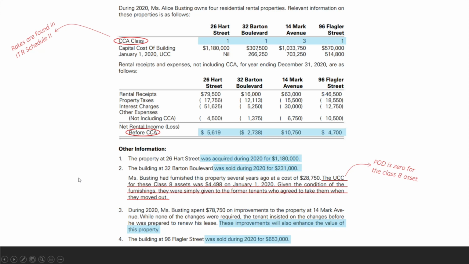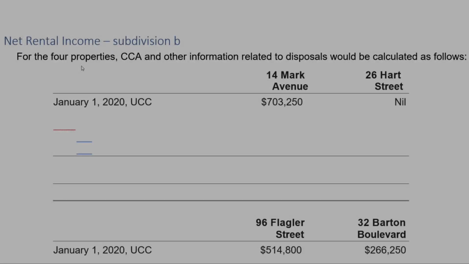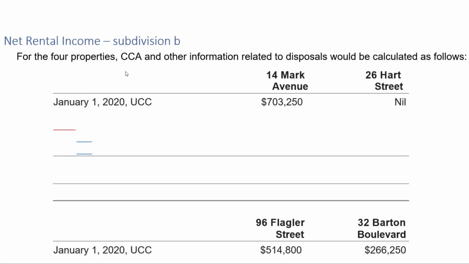Let's go ahead and try to answer this now. You can see that we've set up a bit of a template to help us answer the question. So for the 4 properties, the CCA and other information related to disposals would be calculated as follows. And we're going to do this in columnar format. We'll deal with 14 Mark Avenue and then 26 Hart Street. Then we'll go to 96 Flagler Street and 32 Barton Boulevard.